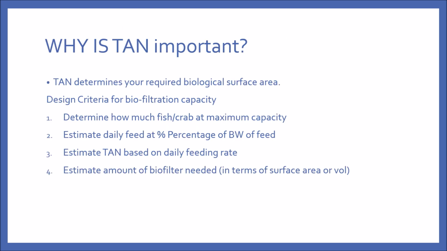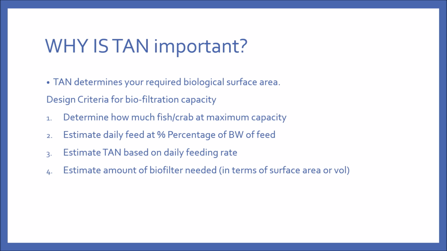So why is total ammonia nitrogen important? Firstly, it determines how much biological surface area you need. What do I mean by biological surface area? Biological surface area simply means the amount of media that you require to treat an amount of ammonia. So what is the design criteria? Firstly, you need to ask yourself, what is your objective? Are you trying to do fattening, soft-shell crabs, or grow-out?